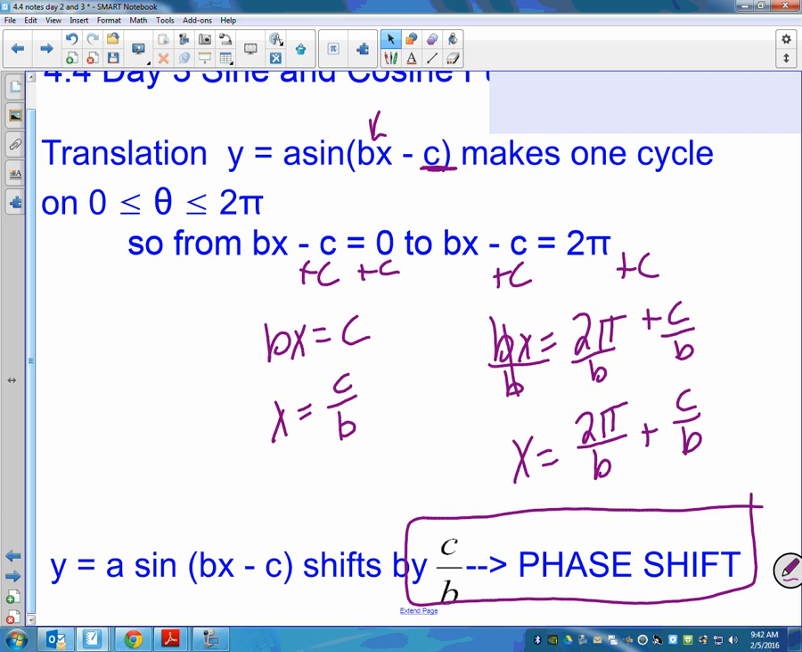So stretches and shrinks are called amplitude. How long it takes to complete one cycle is called a period. And if it shifted left or right, we call that the phase shift. And that's where we would have c over b. The good news for you is graphing by hand. We are going to look at some of these on the graphing calculator next week. But graphing by hand, I'm not going to make you graph any phase shifts by hand, but I am going to make you be able to find phase shifts, and maybe we can look at some on the graphing calculator to see how they look.